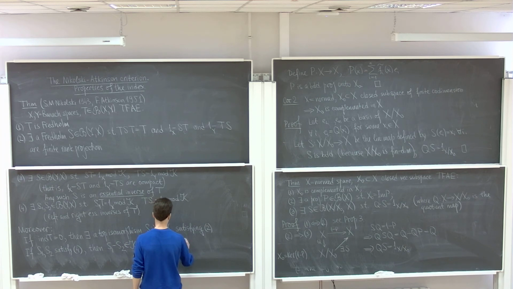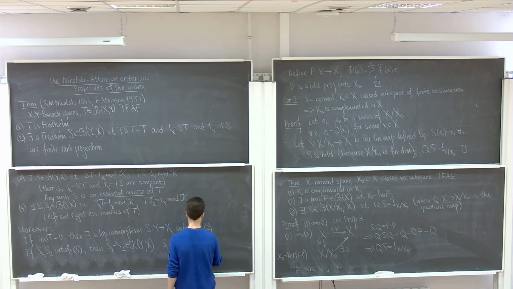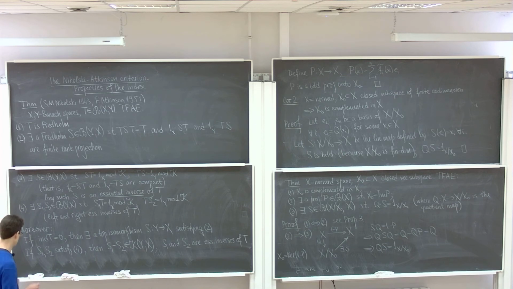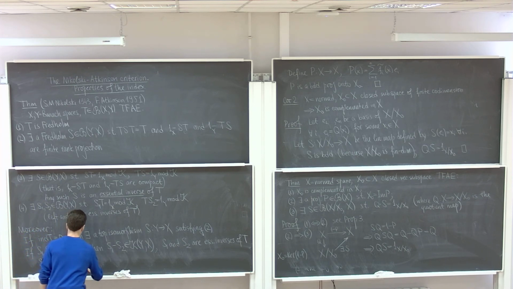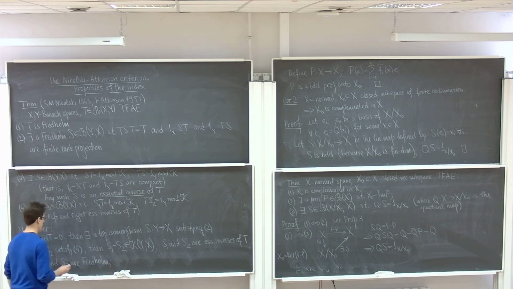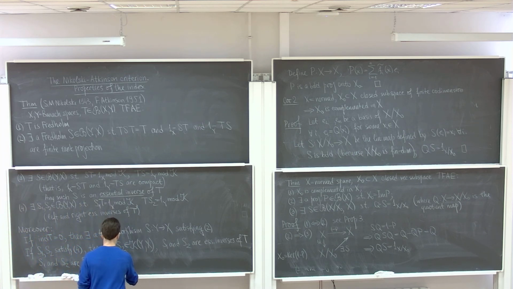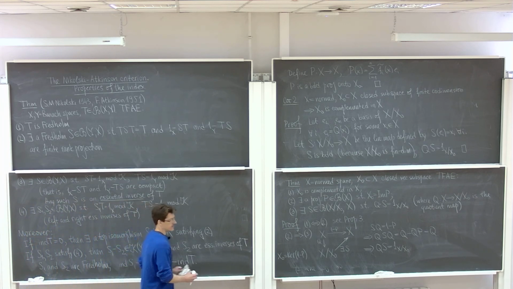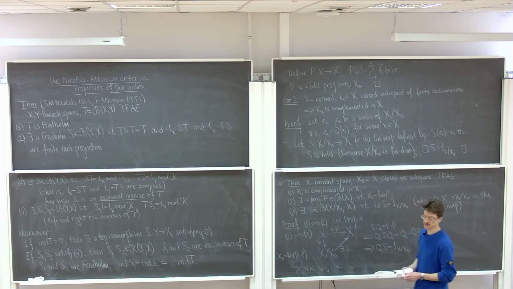S1 and S2 are essential inverses of T. Moreover, they are automatically Fredholm, and the index of S1 and the index of S2 are equal to minus the index of T. Okay, so this is the Nikolsky-Atkinson criterion.